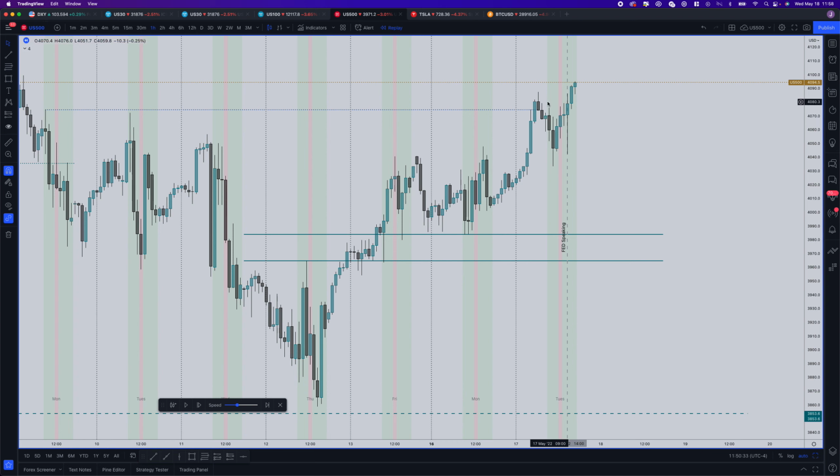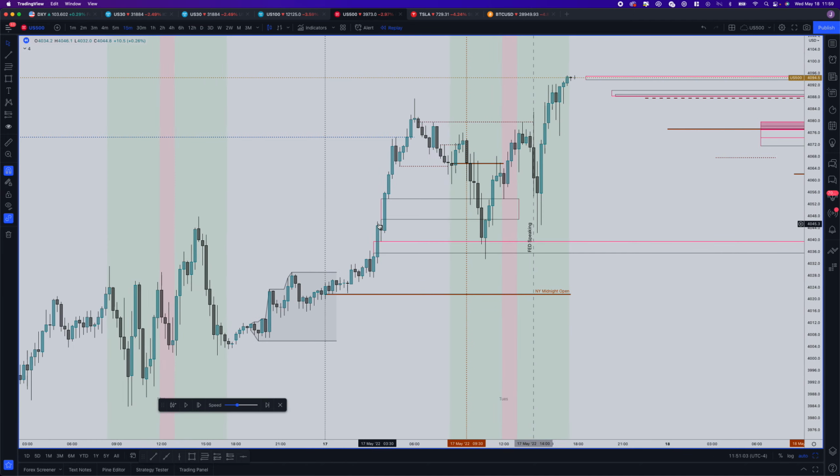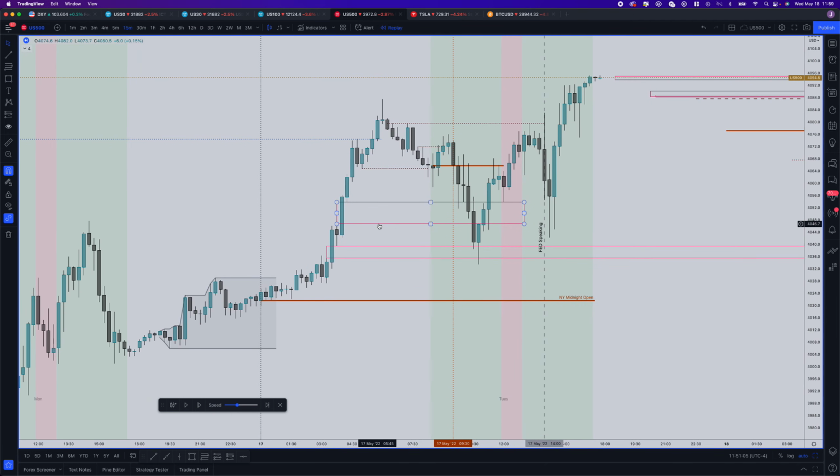At 8:30, at the start of this green shaded area, my initial bias was bearish. I had been eyeing this daily fair value gap down here as I'm expecting price to return into that. I also made note that the Fed was speaking yesterday at 2 o'clock, so I expected a volatile afternoon session. Let's drop down into the 15-minute time frame, and you can see a bit more here.